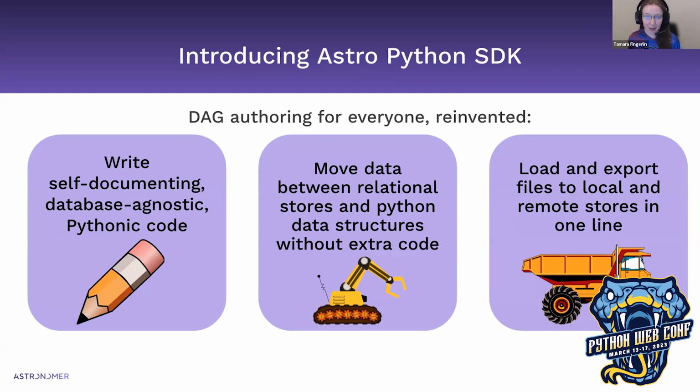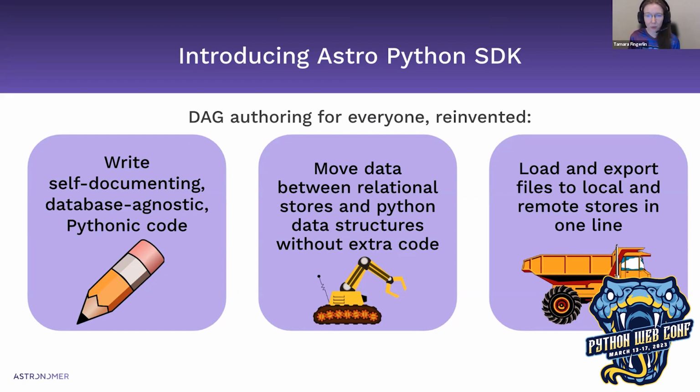Now, what is the AstroPython SDK? It is DAG authoring for everyone reinvented. So the SDK team wanted to give you the ability to write self-documenting and especially database agnostic Pythonic code. So you should be able to use your Python skills and ways that you like to write to define your code that moves data from one place to another, that transforms data, analyzes it, and if you ever need to change your underlying relational database or pull in a different database, for example, you're changing from Snowflake to Postgres, you should not need to make any changes to your code other than pointing at a different database.